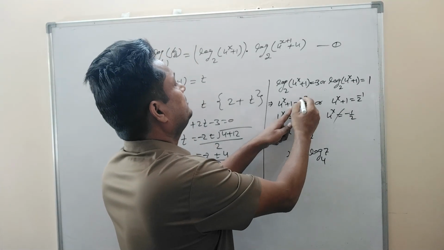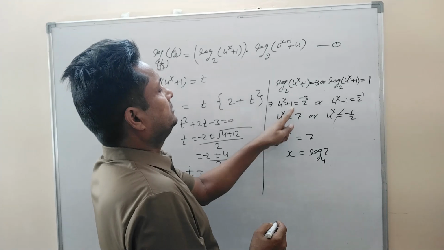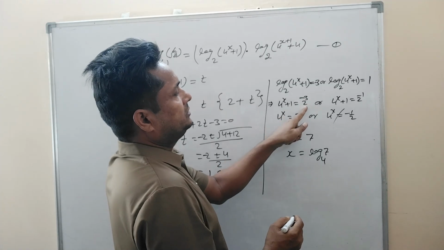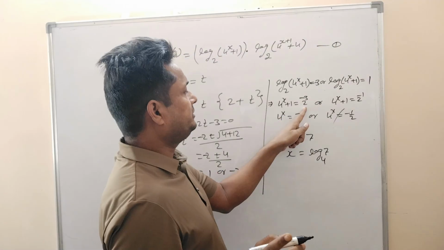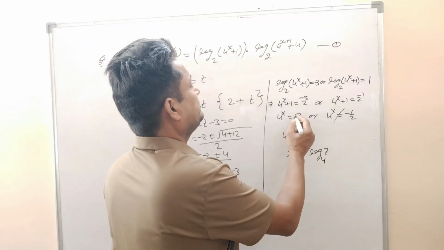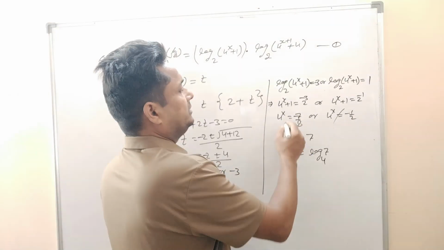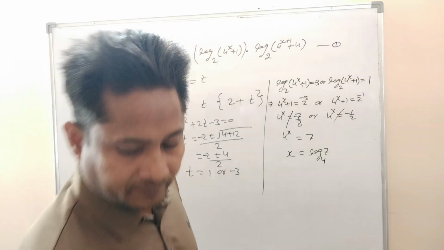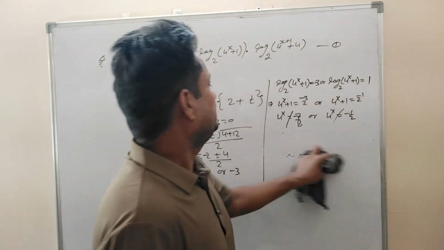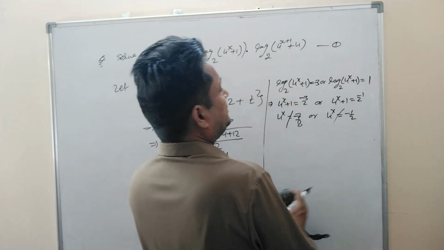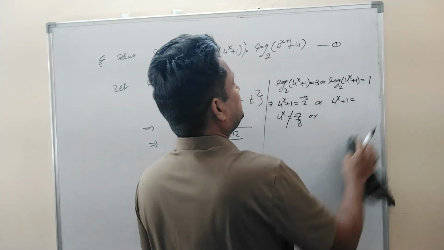2 to the power minus 3. So this one, 2 to the power minus 3, is what? 1 by 8, minus 1, it will be minus 7 by 8. And this cannot be possible. This cannot be possible.